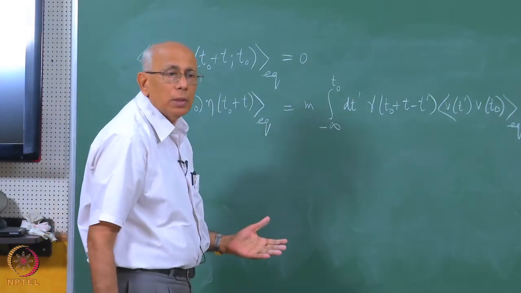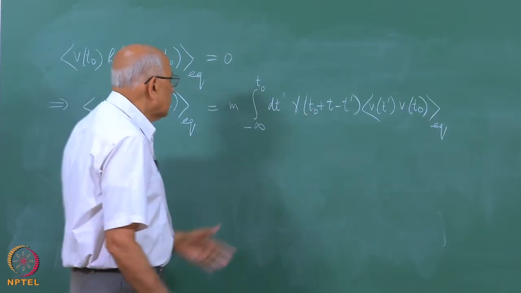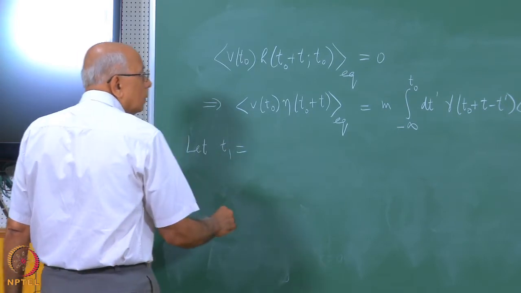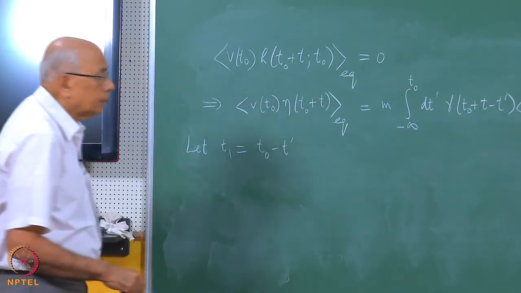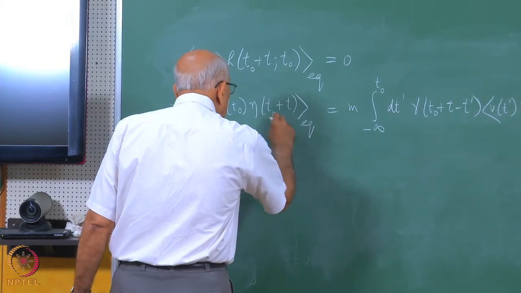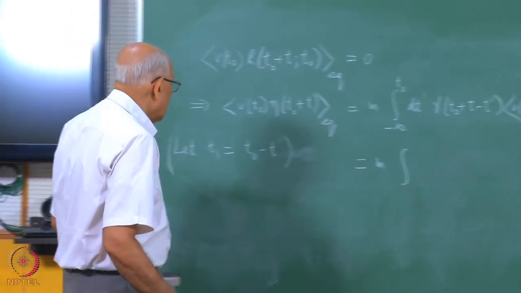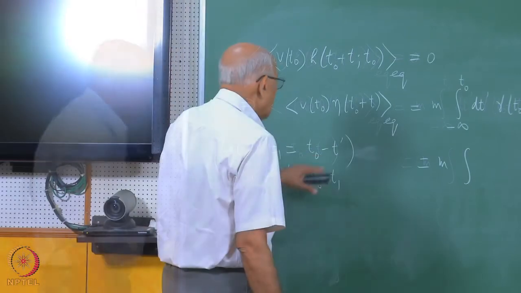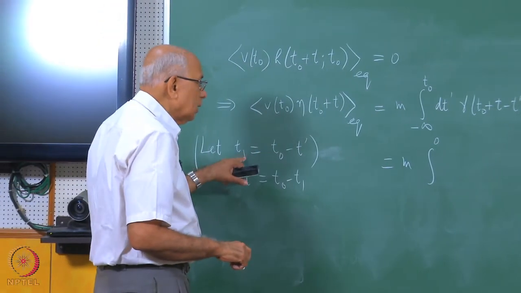Now what is the first thing we can do here? It's clear that you can immediately change variables here so that I get rid of this t naught here. So let's do that. Let's put t1 equal to t naught minus t prime. Okay. So this implies that this quantity here is equal to m times integral. Okay. So t prime equal to t naught minus t1. So if t prime is t naught, t1 is 0. And if t prime is minus infinity, t1 is infinity.